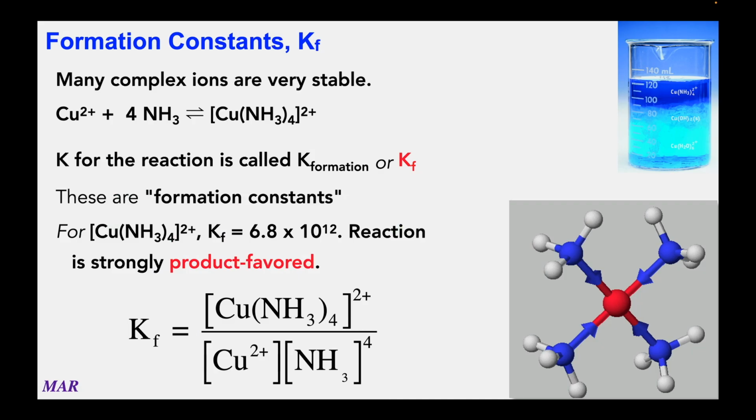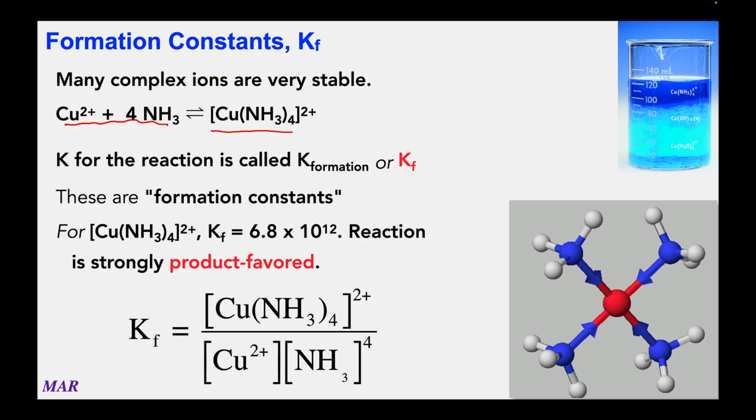A special type of equilibrium constant can be used for complex ions. It's called a formation constant, and it's given the symbol K sub F. Now, a formation constant is specific for complex ions, and in a formation constant, you put whatever goes into the complex ion as reactants, and the complex ion itself is the product. So you can see for that Cu(NH3)2 plus thing, this would be the form.